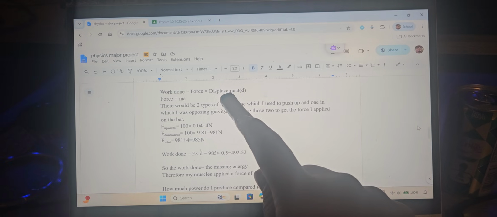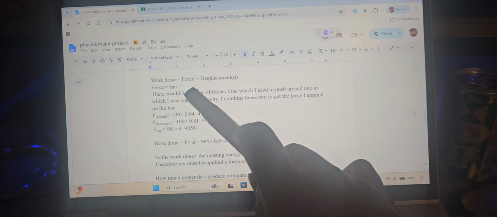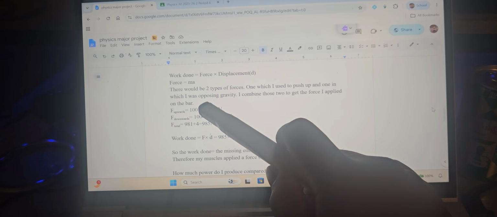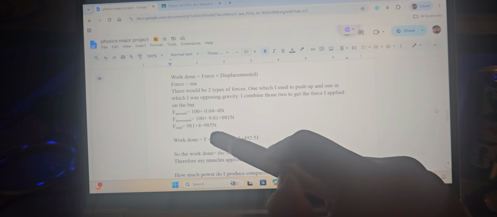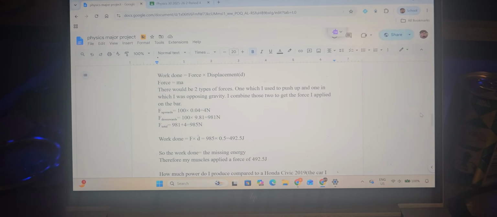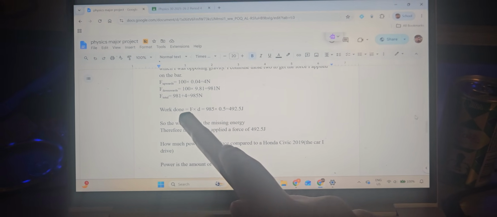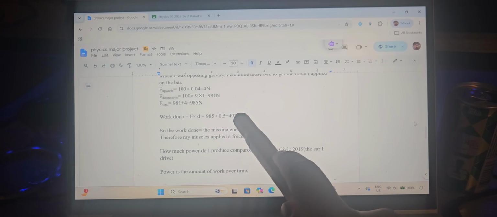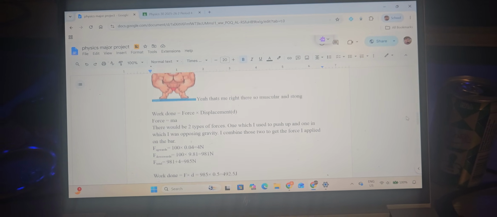And to calculate the work done, we need force and displacement. For force, there would be two types of forces applied: one that I'm applying upwards, and the one that's being applied downwards by gravity. If I combine these two, I should have the total force, which comes out to be 985, as you can see. And there is the work done, and since the work done is equal to the missing energy, that means my calculations were hopefully right.